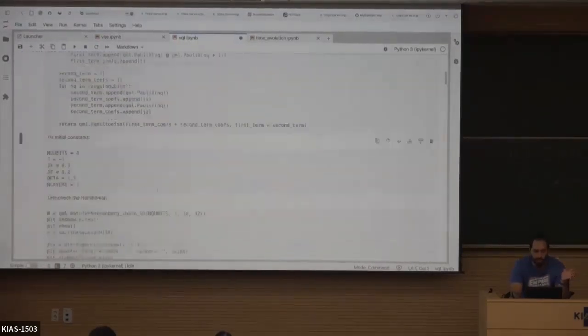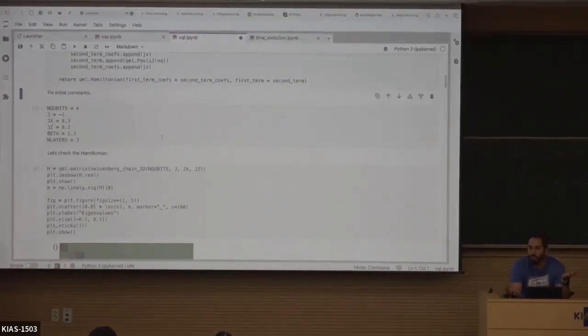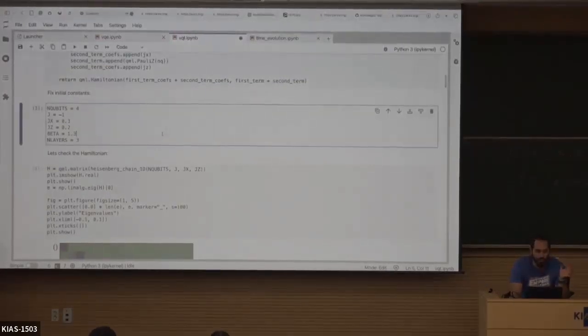So I'm just getting the Hamiltonian. Let's try to get the matrix as we did before. I'm just going to fix the coupling terms, and beta is my inverse temperature. I choose 1.3, but if you want to try different things, feel free to do it. In the paper, they tell you that when you increase the temperature, it's getting harder and harder to do the simulation. So maybe you don't want to increase it too much.